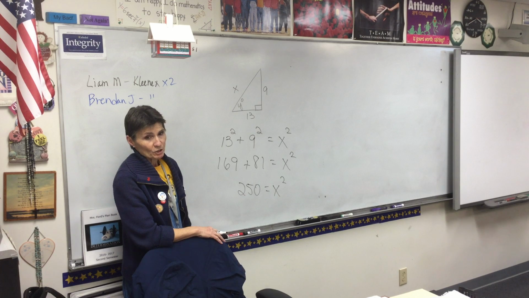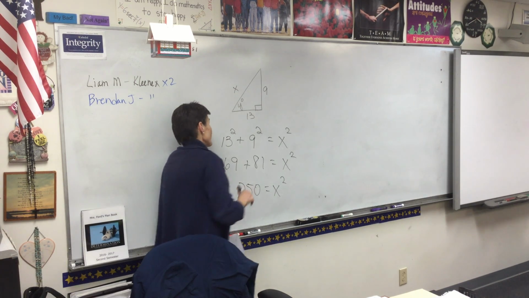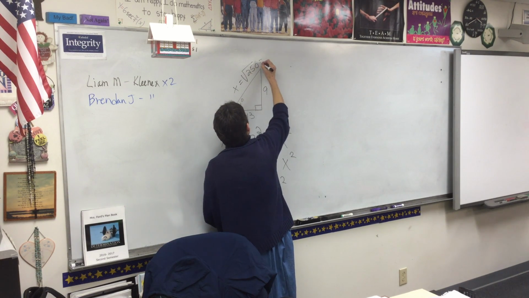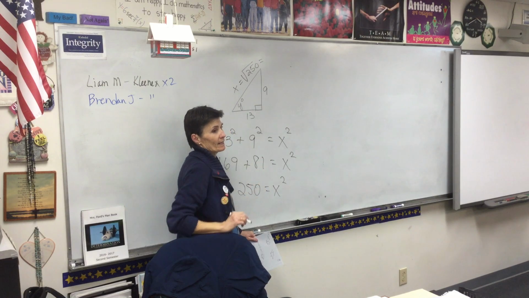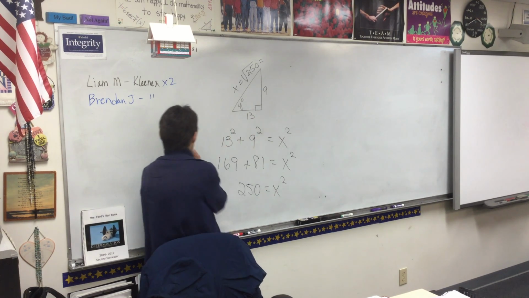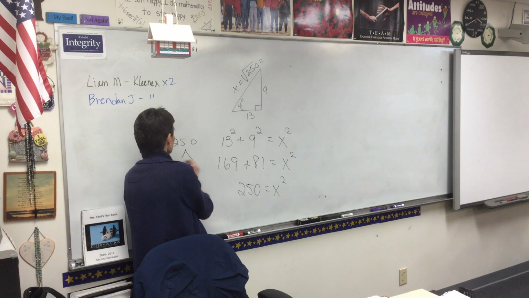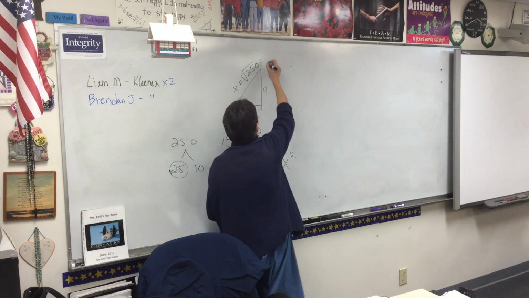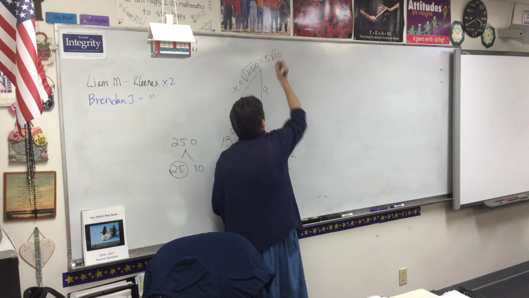What's the answer to the question? Don't say 250. That's not the answer. Now square root it. So x is going to be the square root of 250. And then if we really want to get full credit, does 250 break down? Yes, it does. Guys, isn't 250 25 times 10? And what's the square root of 25? 5. So this is going to be 5 root 10.